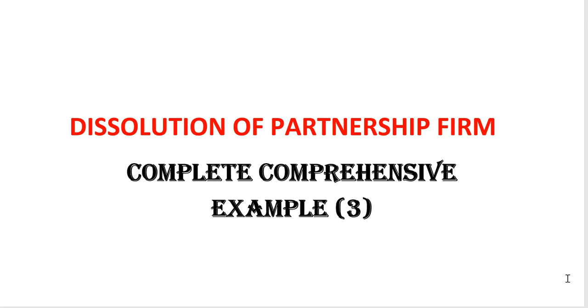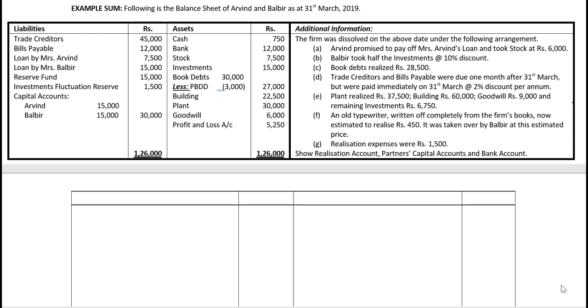Hi, in this video, we will solve the third complete comprehensive example for the chapter Dissolution of Partnership Firm. So let's go to the example sum. Following is the balance sheet of Arvind and Balveer as at 31st March 2019. The balance sheet is given to the left of the screen and on the right additional information.